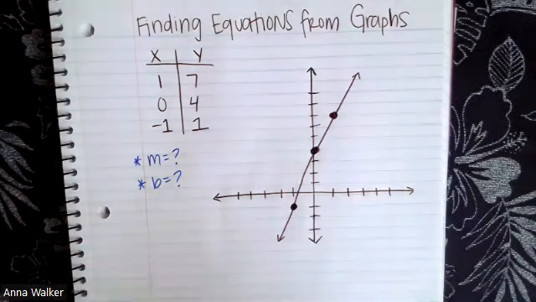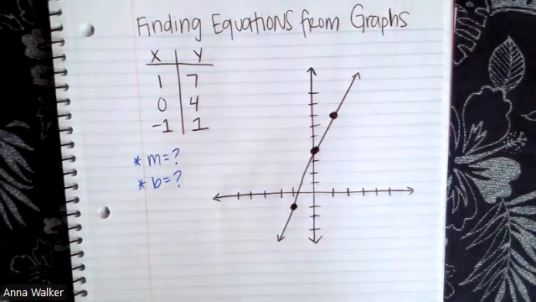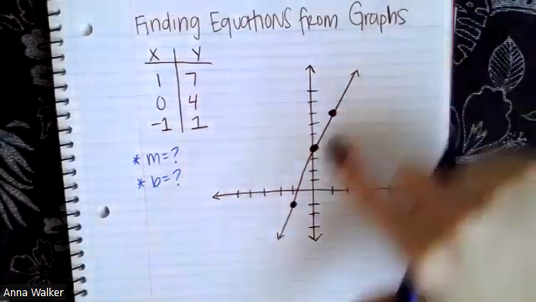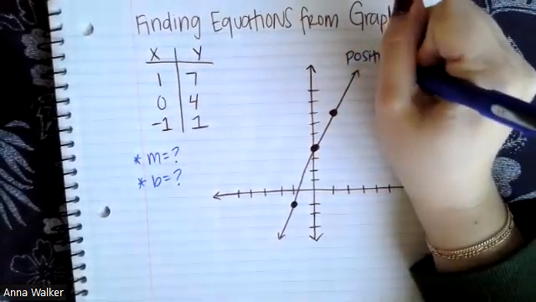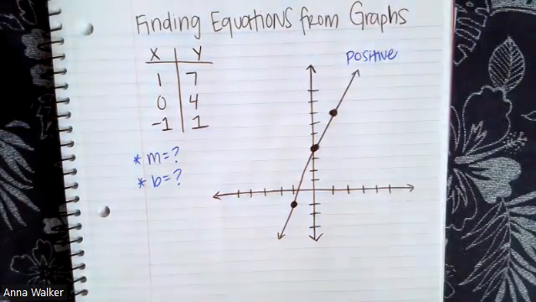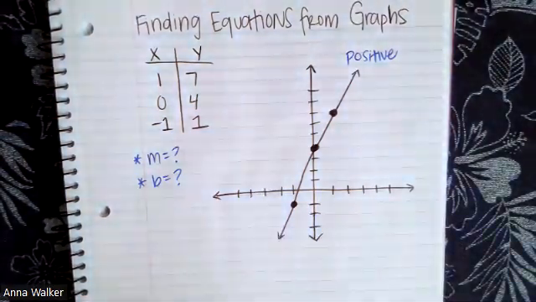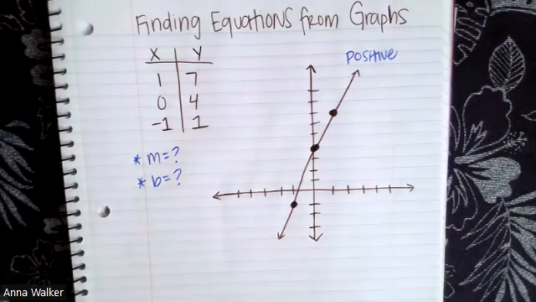So if I want to find the rise over the run, actually the first thing I'm going to note is that this is a positive slope. Okay. This is a positive slope. It is going up towards the right, towards a positive number. So that means m is going to be a positive number. That's just something we need to remember so we can double check our work.